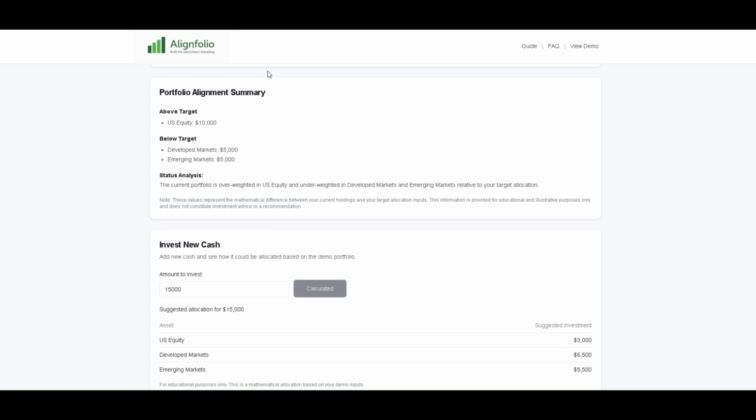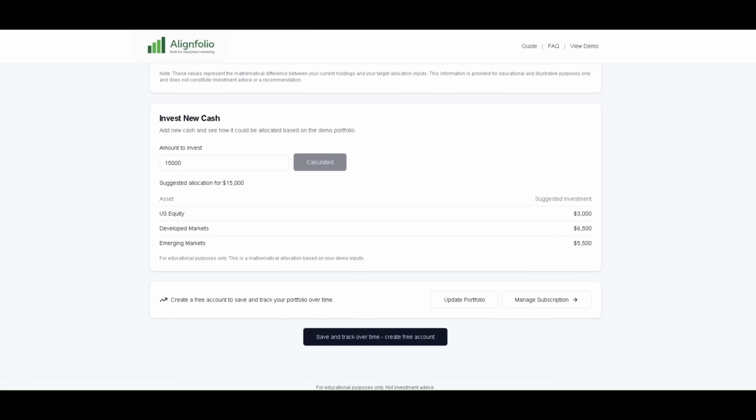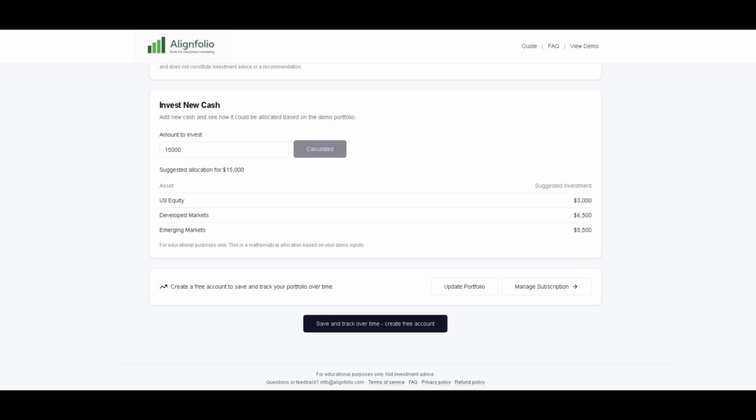Traditionally, investors rebalance by selling overweight positions and buying underweight positions. But many investors prefer not to sell, especially in taxable accounts where selling may trigger capital gains taxes. Another approach is to rebalance gradually using new cash contributions. Instead of selling investments, new money can be directed toward the asset classes that are currently underweight.